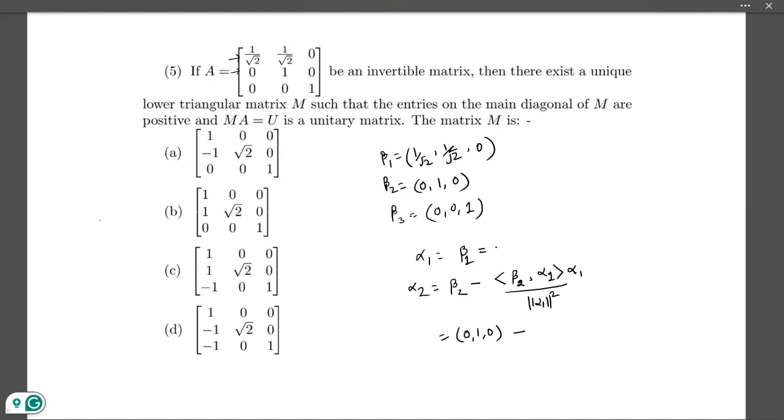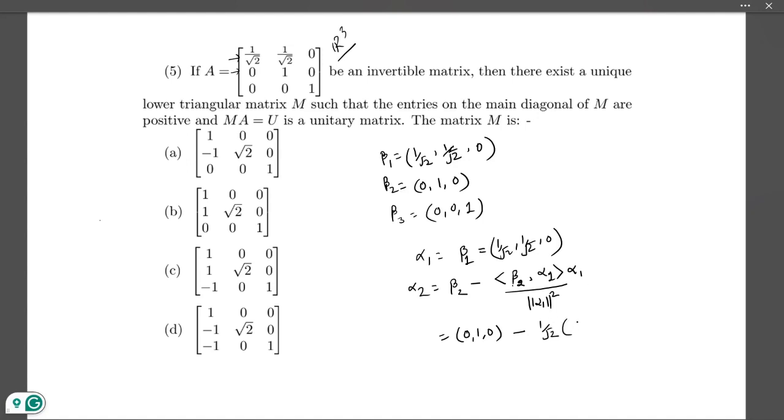What is beta 1 or alpha 1? 1 by root 2. Sorry, 1 by root 2. It will become 1 by. Obviously, the inner product I'm taking, oh, this is okay. This is an operator, an invertible matrix on R3, and we are just taking the standard inner product space, okay, so that the inner product of beta 2 with alpha 1 becomes 1 by root 2. Norm alpha 1 squared is anyway 1.